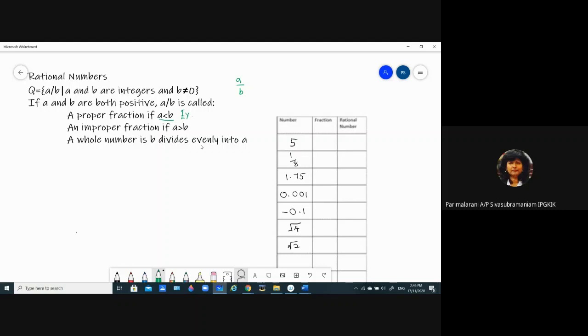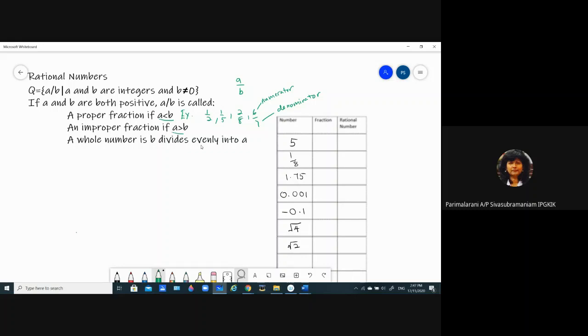Examples of proper fractions: 1 over 2, 1 over 5, 2 over 8, 6 over 7. These are all examples of proper fractions. The number on the top we call the numerator, and the number at the bottom is the denominator. If the numerator is smaller than the denominator, then this fraction is known as a proper fraction.